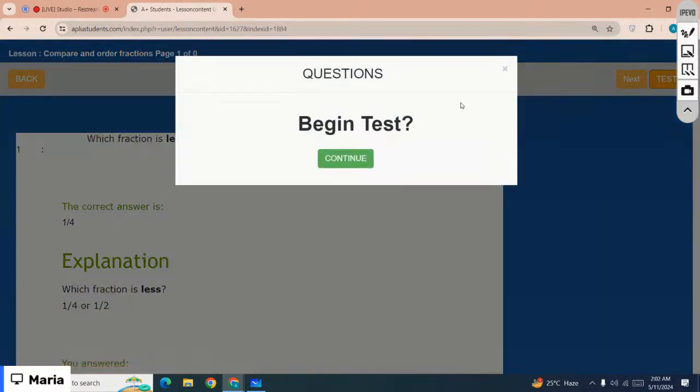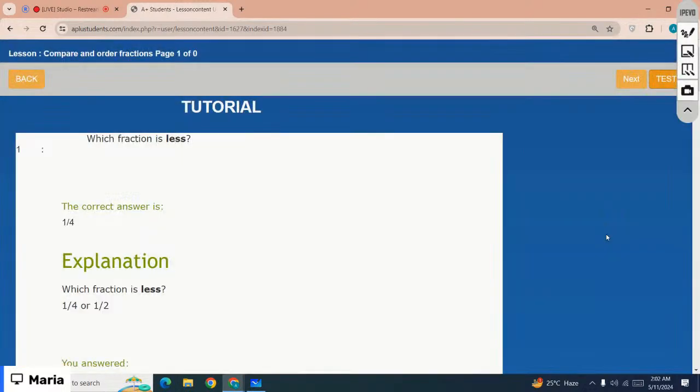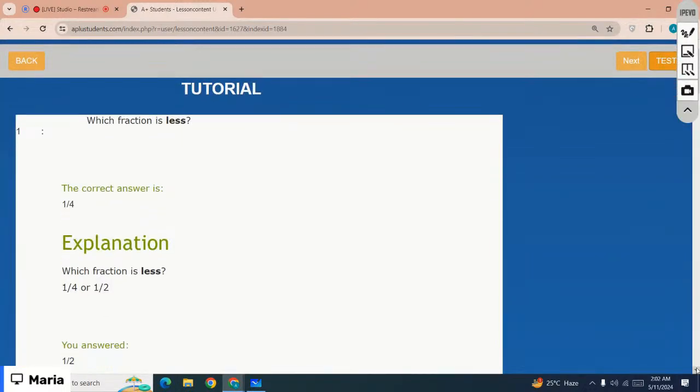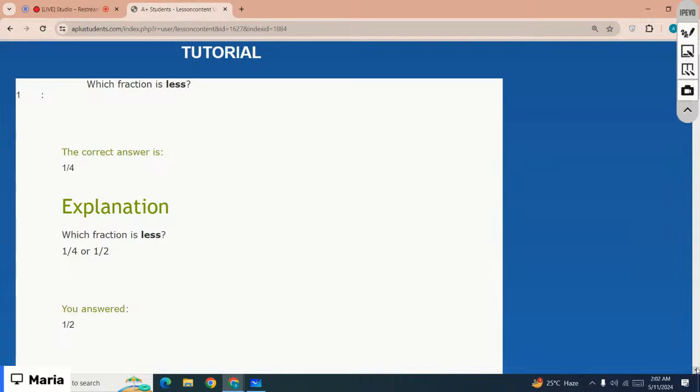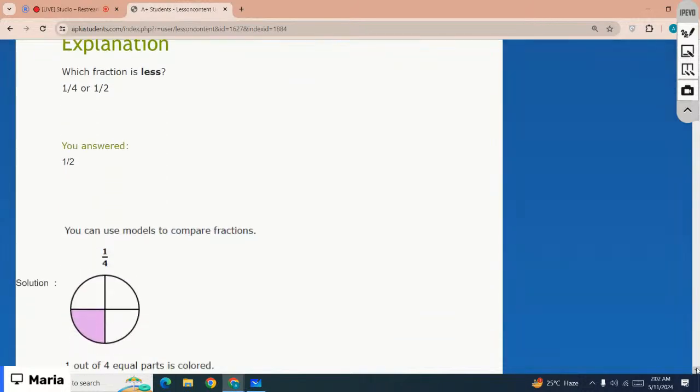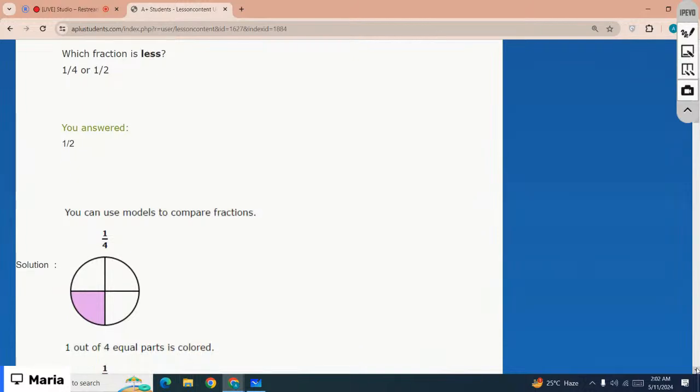Let's start with the test question. Basically, you are given fractions and you have to see which is less. You are given 1 by 4 or 1 by 2. You have to see which of the fractions is less. You can use 2 or 3 methods to compare fractions.